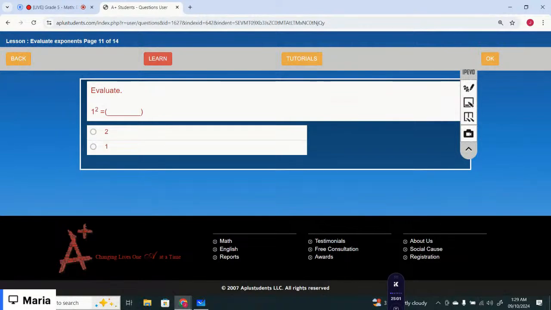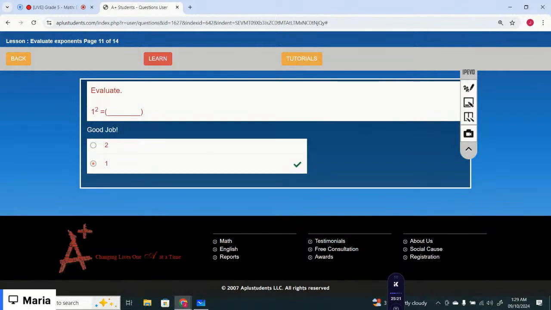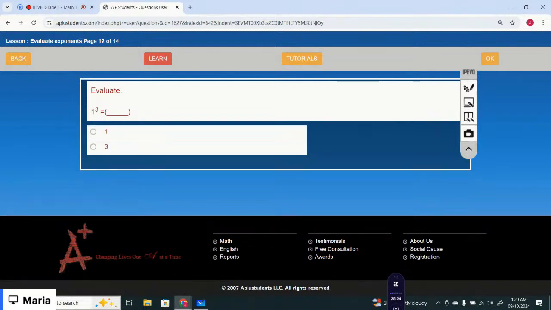1 squared equals. Very good. 1 squared is 1. The correct option is 1. So whatever exponent you have on 1, right? 1 with any exponent is always 1, right? When exponent 3, which is the correct option?